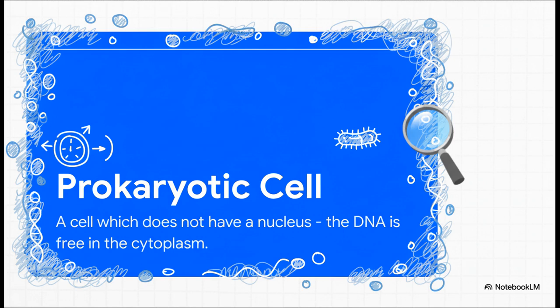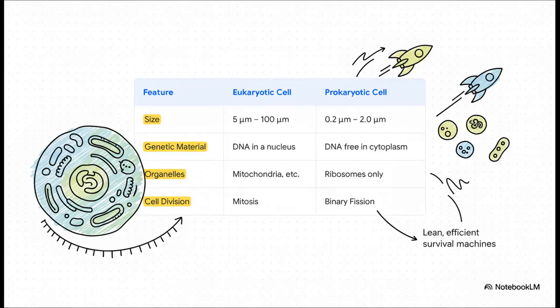It literally means before. These are cells that evolved before the nucleus. So their DNA, their genetic blueprint, isn't locked away in a vault. It's just kind of floating around loose in the cytoplasm. And when you put them side by side, the difference is just whoa.